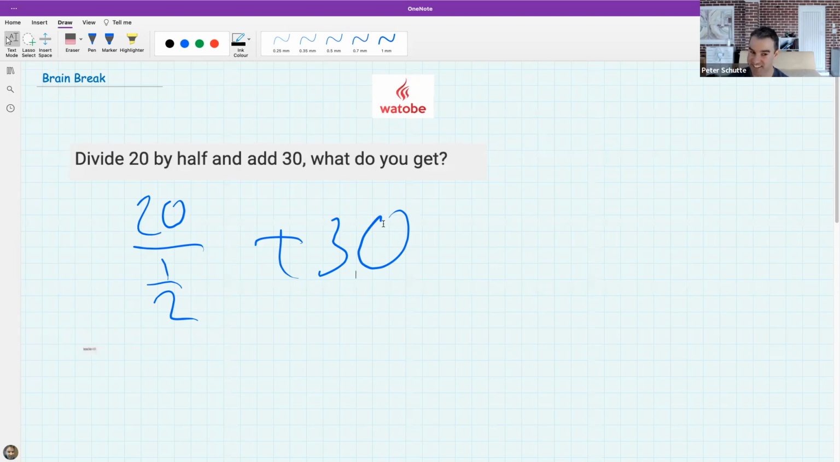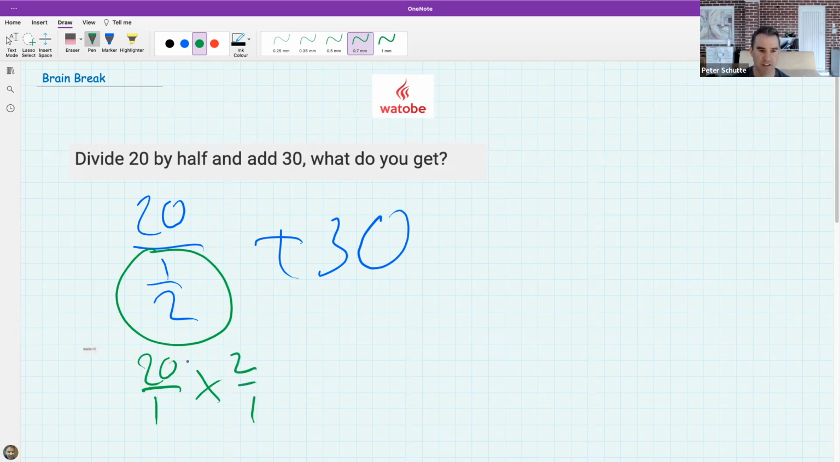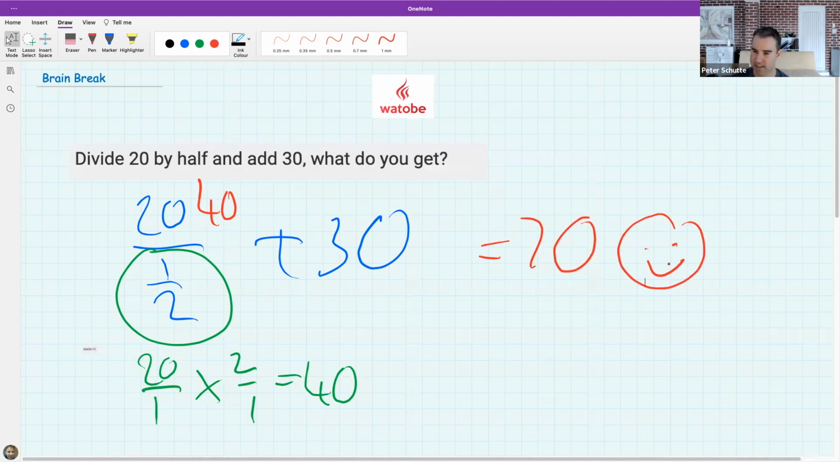Now, the sneakiness of this is when you divide a number by a half, something magical happens. It doesn't get smaller, it gets bigger. So 20 divided by a half is, in fact, sometimes I tell students to do this trick: write 20 as 20 over 1, and then you do the flip and times thing where you invert the fraction, and then you can see that it's 40. So if that bit is 40, 40 plus 30 must be 70. And that is the brain break for today.